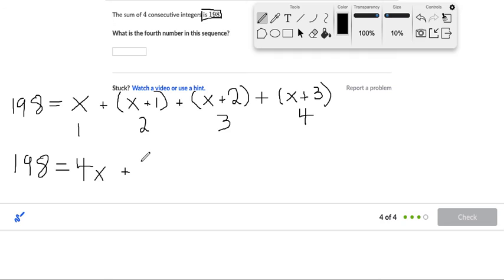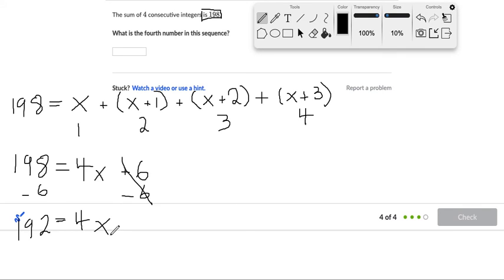So we'll go ahead and add 6. Then it's just a matter of solving for x. So we'll subtract 6 from both sides. Those 6's, 6 minus 6, that'll cancel. 198 minus 6 gives us 192 equals 4x.